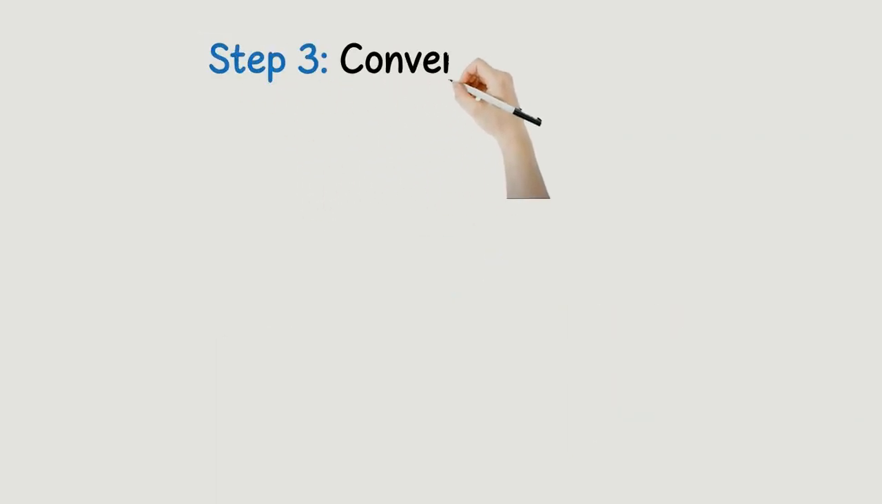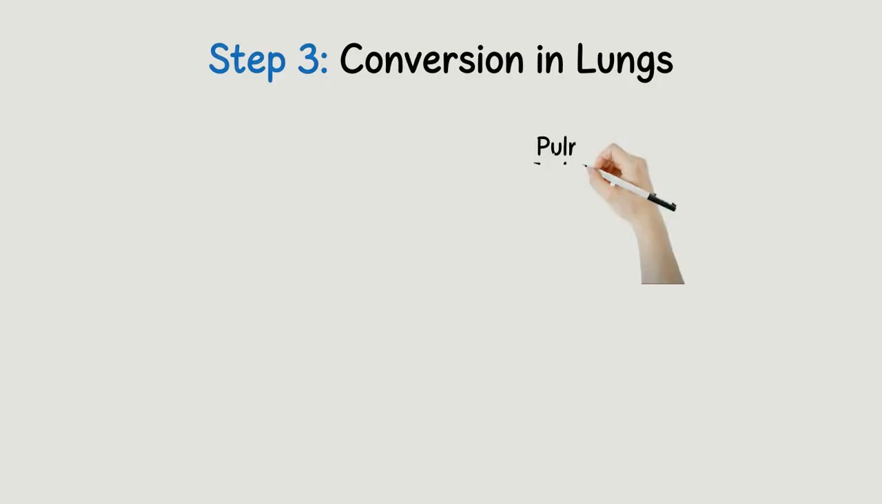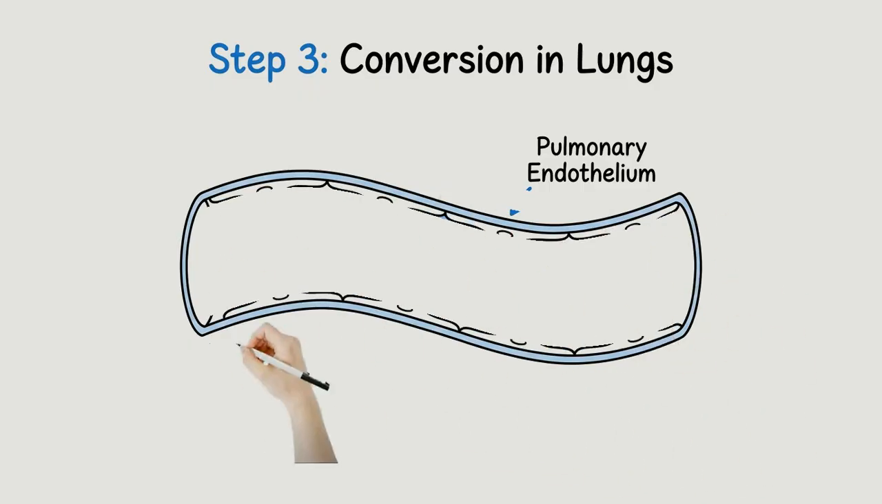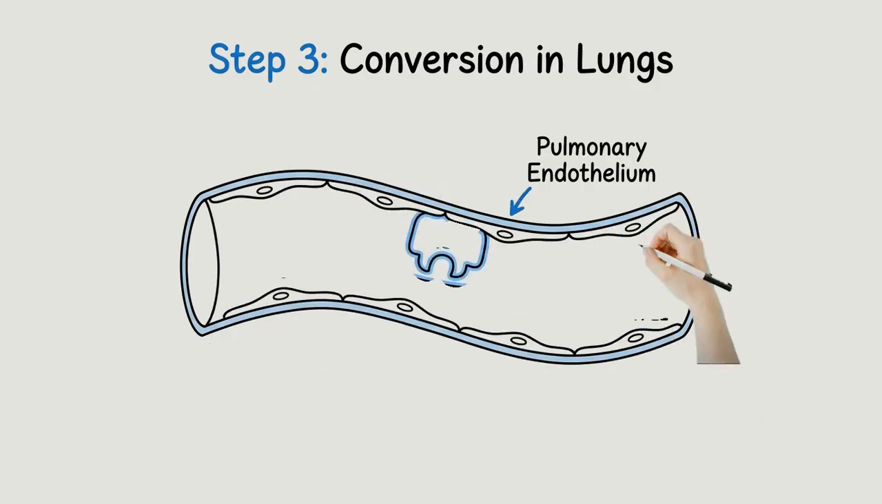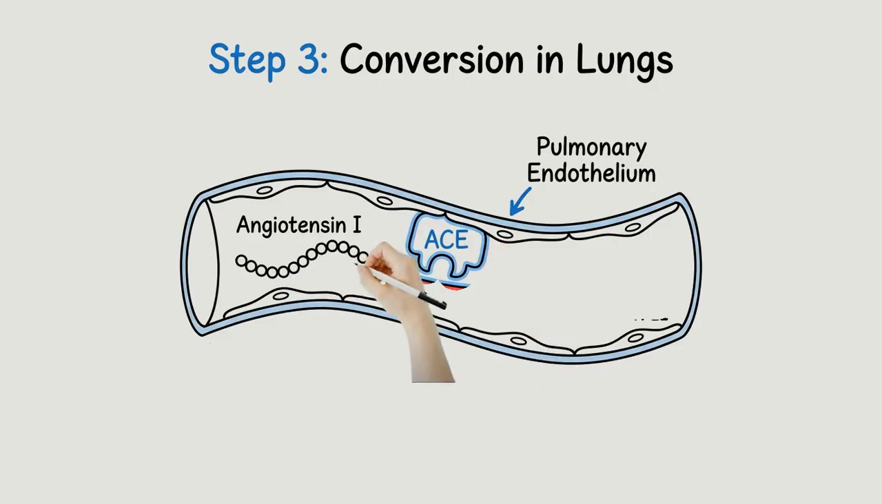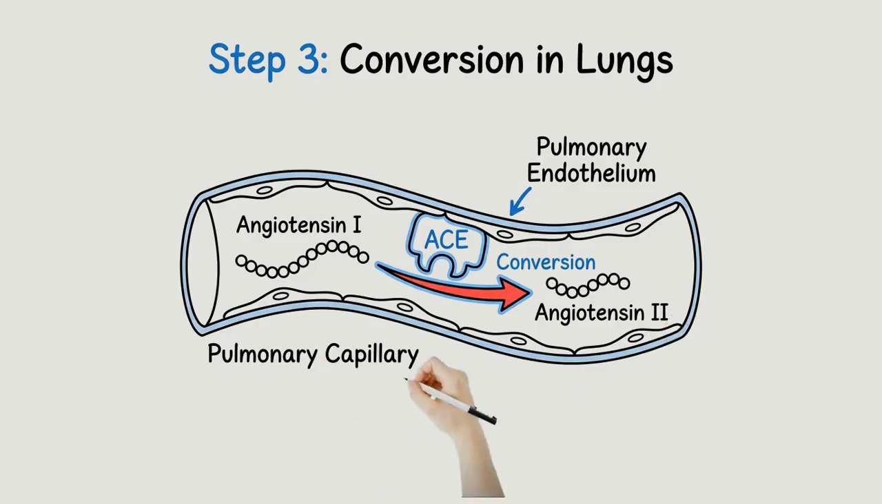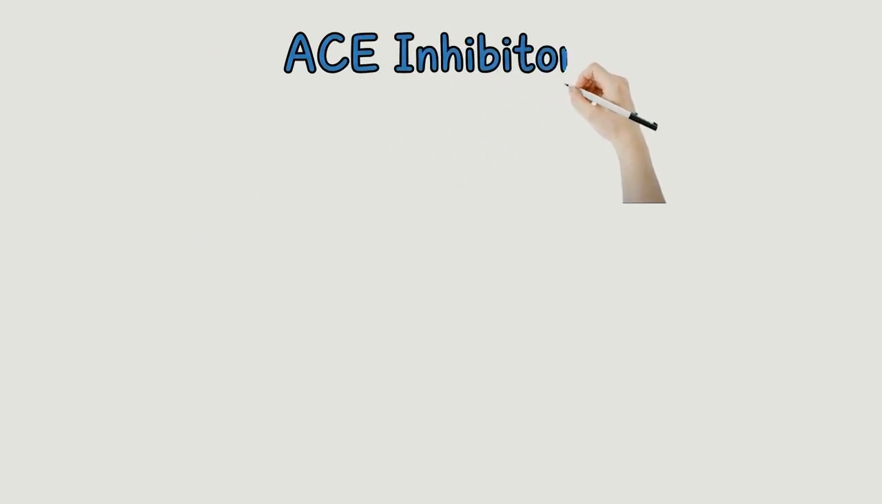That conversion is step 3. It happens primarily in the lungs. Angiotensin-converting enzyme, ACE, sits on pulmonary endothelium and converts angiotensin 1 into angiotensin 2. That's the active molecule. That's what the USMLE is actually testing every time it mentions RAAS. 2 major drug classes live here.